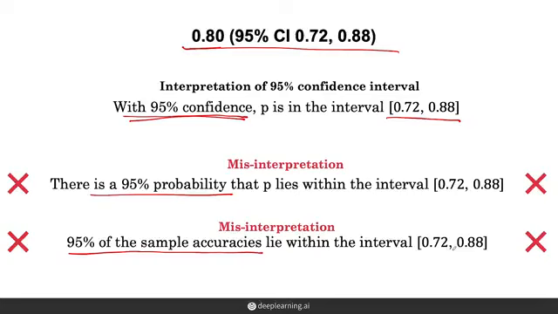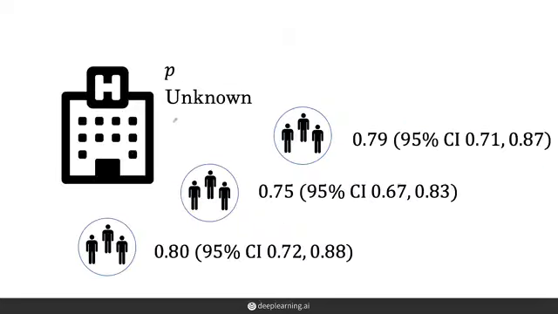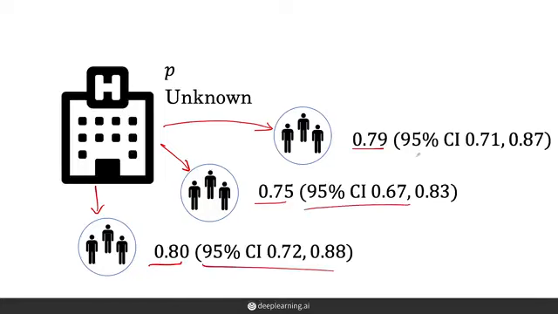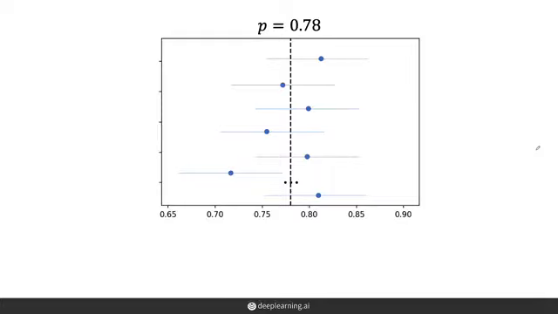Let's dive into this. Let's say we were able to repeatedly sample 100 patients from the population several times. Each time we get a different sample and hence a different sample accuracy. We can also compute the confidence intervals associated with each sample. We can look at these samples on a plot.